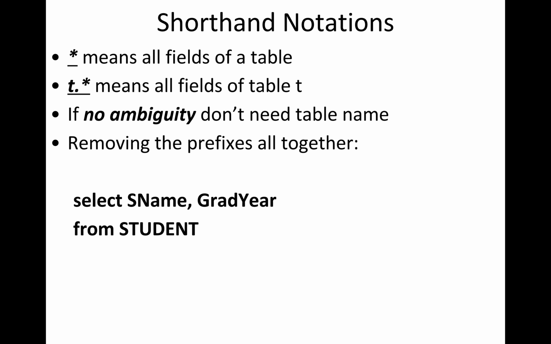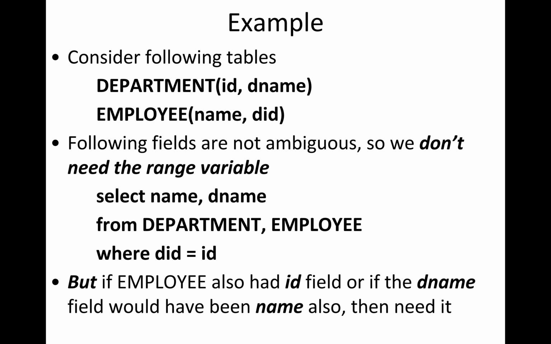Right, so you can add the alias and mean the same all the tables. If there's no ambiguity, there's no need. Right, if there's no ambiguity, there's no need to add any prefix to the fields. So let's consider a couple of tables: department and employee, and we want to be able to do some query.